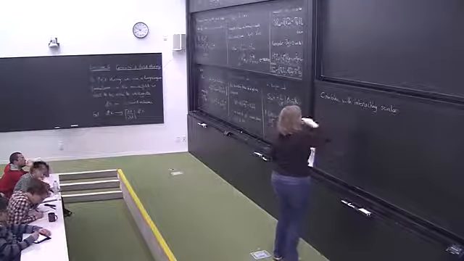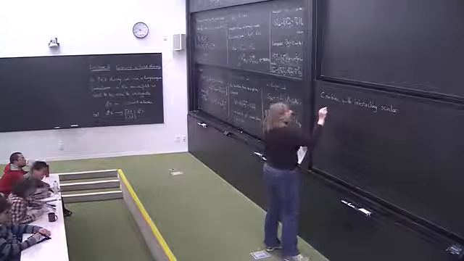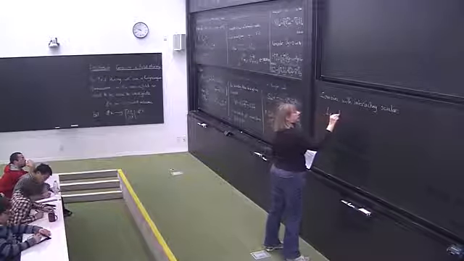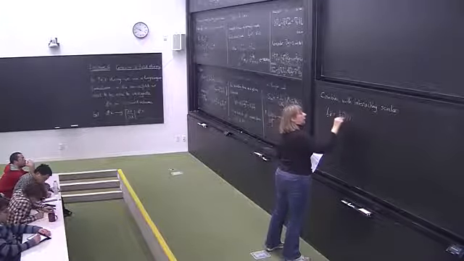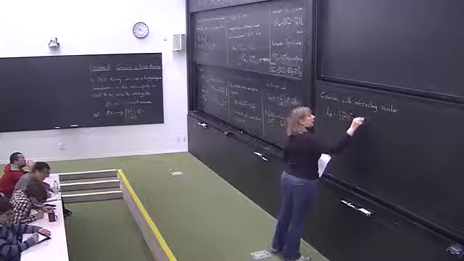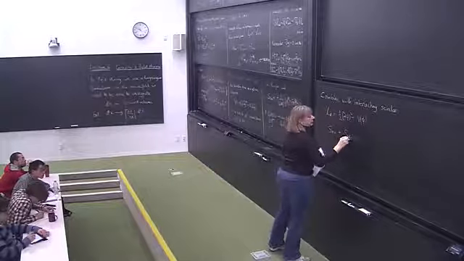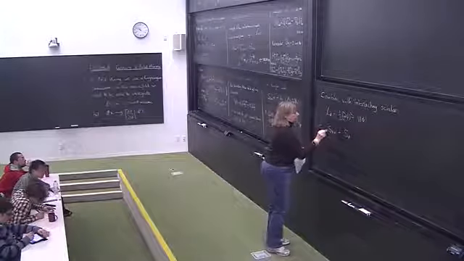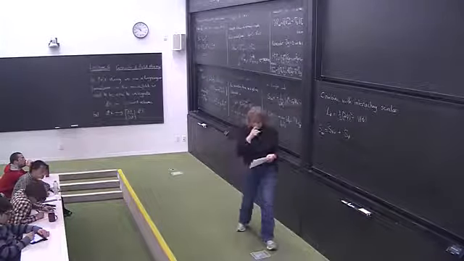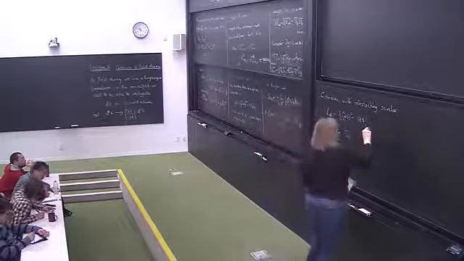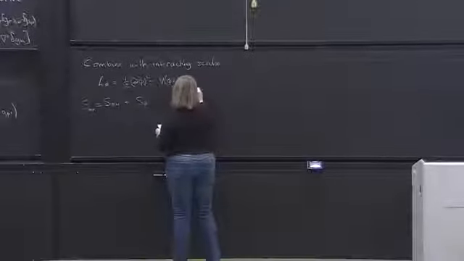And consider a full action. So I'm going to have an interacting scalar. And then we take S Einstein-Hilbert plus S phi. Okay? Now my V, I'm going to take my V of phi to be something very specific.